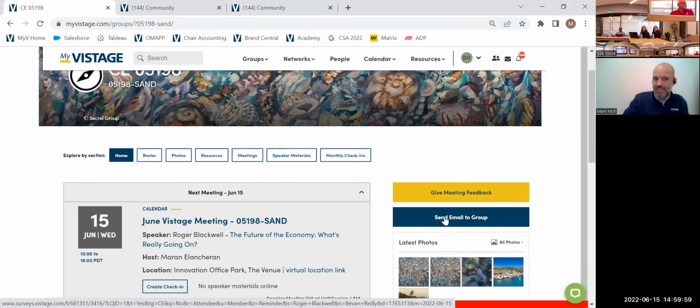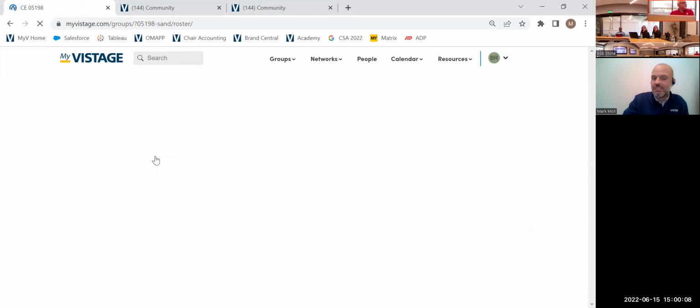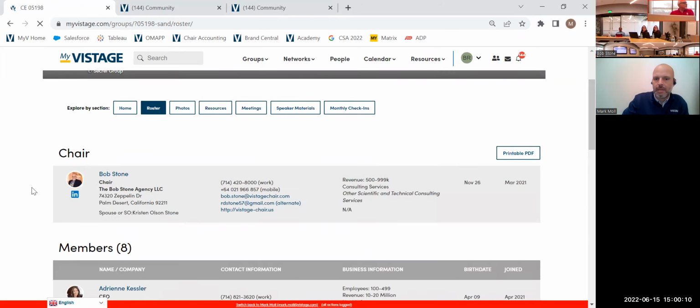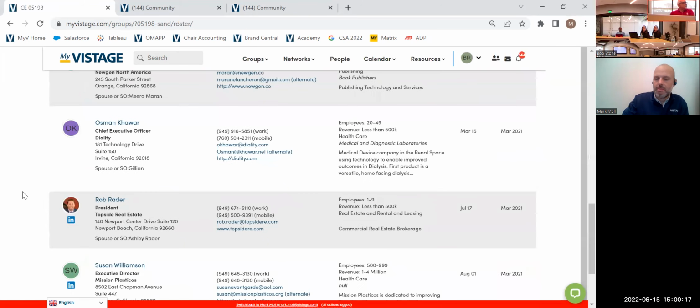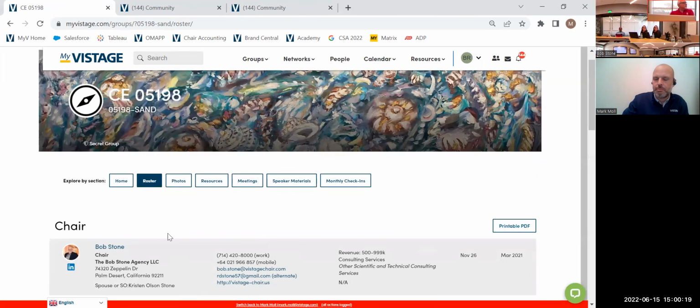Beyond emailing everyone, we also include the roster in the group. You'll be able to see everyone in the group and all their contact information, phone number, and email address. So if you're ever looking for information on everybody in the group, you can always find it here on your group page. You can print it out as a PDF if you really want it. Photos is pretty straightforward. Obviously there's the nice cover photo from Bob, and sometimes people also add group photos.